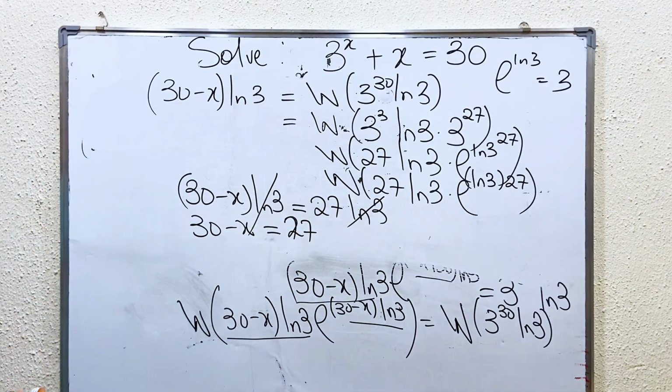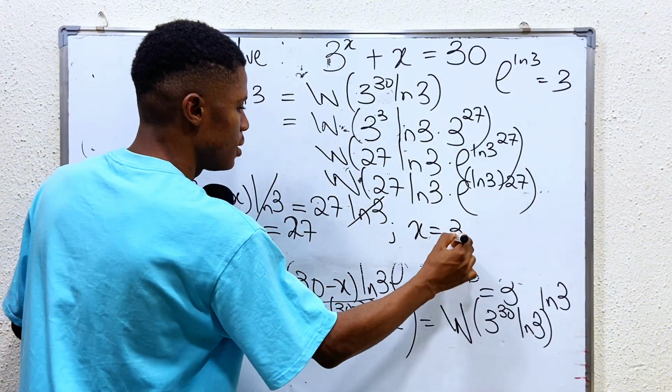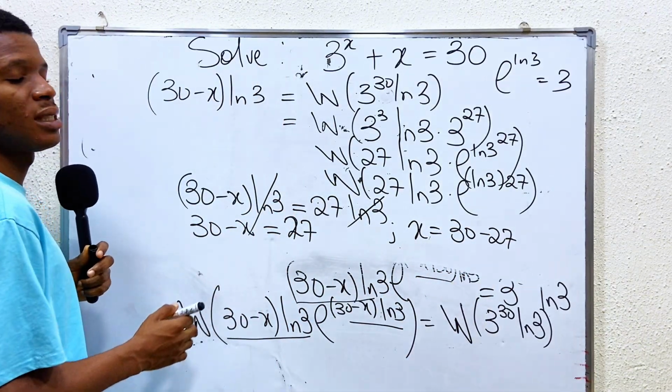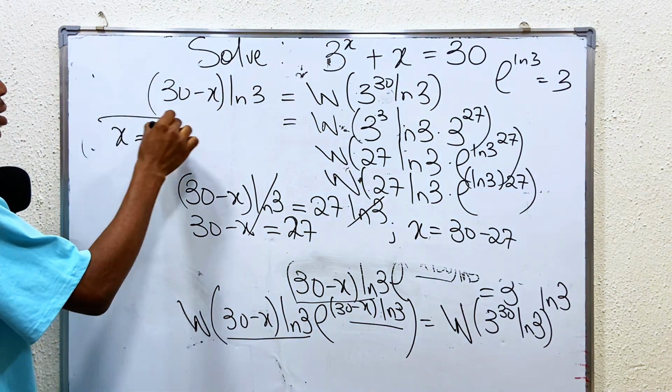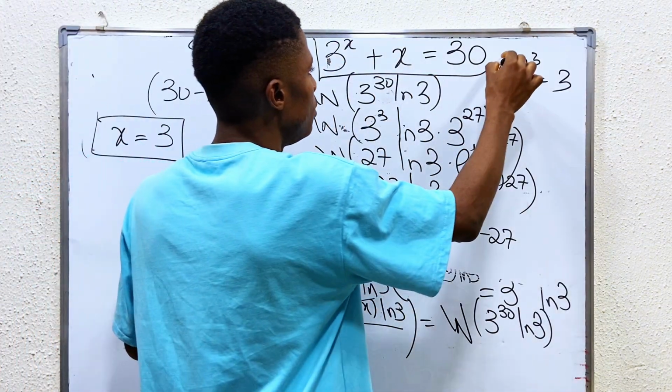So for us to get the value of x, you can now see that x is equal to 30 minus 27. And 30 minus 27 is 3. So we basically say that the value for x is just 3. So the value for x in this particular problem can only be 3.